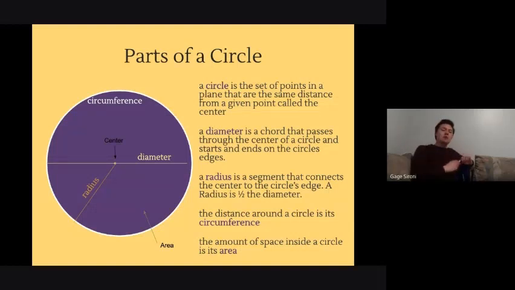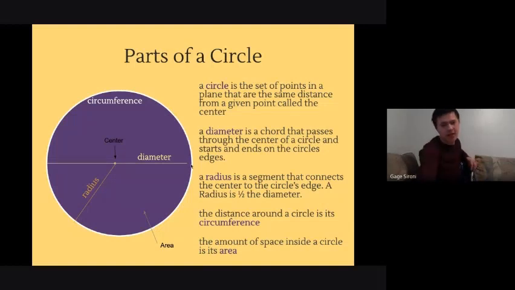The diameter of a circle is a chord that passes through the center of a circle and starts and ends on the circle's edges. So this diameter in the diagram right here starts here on the left. It's a straight line that passes through the center and ends over here on the opposite edge of the circle. A diameter cuts a circle into two hemispheres that are equal mirror images of each other.